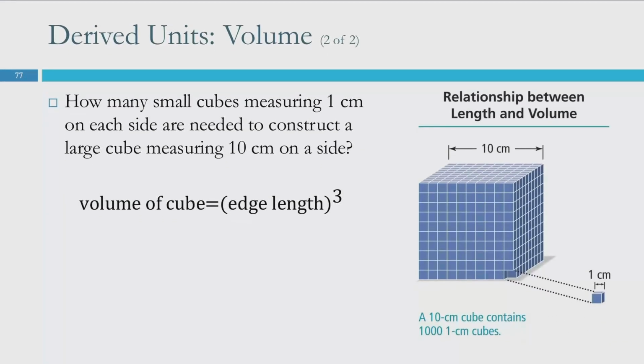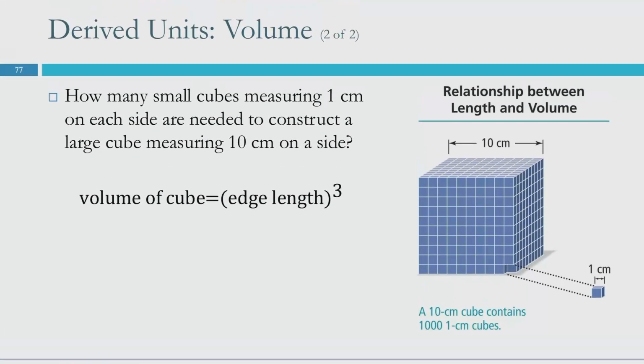Okay, our derived units for volume can present some complications, particularly when we are converting units. Let's say that we've got this 10 centimeter cube. How many small cubes measuring 1 centimeter on each side are needed to construct a large cube measuring 10 centimeters on a side?